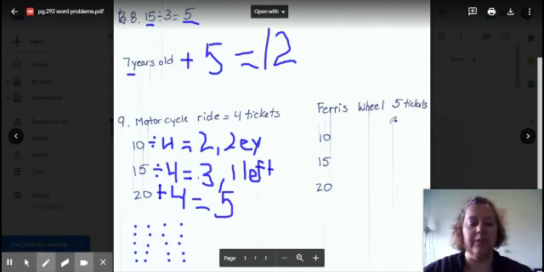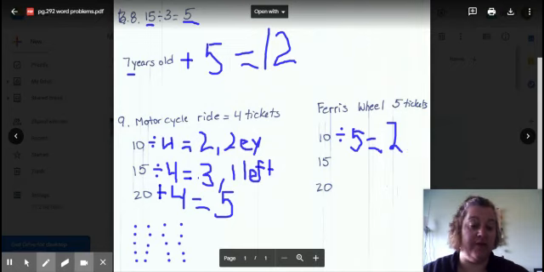So let's look if we were to go on the Ferris wheel, because Leo likes the Ferris wheel best. And so what is the best deal for them? So if we were to take 10 and divide it by 5, because each time you go, you have to have 5, right? That would give us 2. So he could go on the Ferris wheel 2 times if he bought 10 tickets.